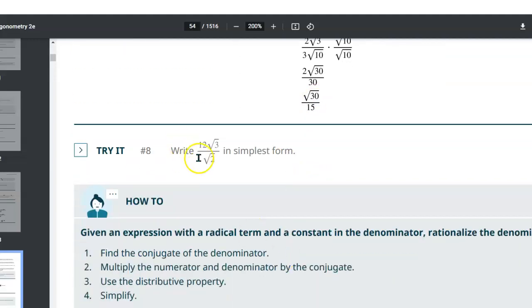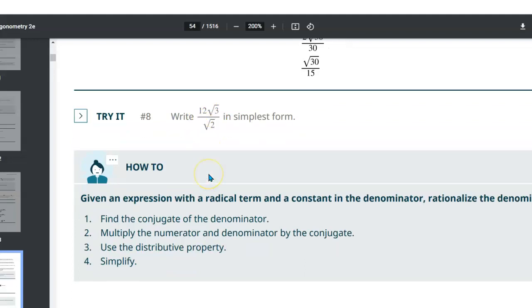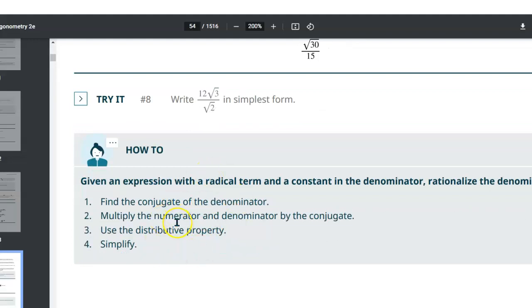And on number 8, multiply top and bottom by radical 2. You're multiplying by radical 2 over radical 2, in other words. But you'll stick a radical 2 at the top and at the bottom. You'll get 12 radical 6 over 2. That's 6 radical 6. And here's how to go about it verbally.